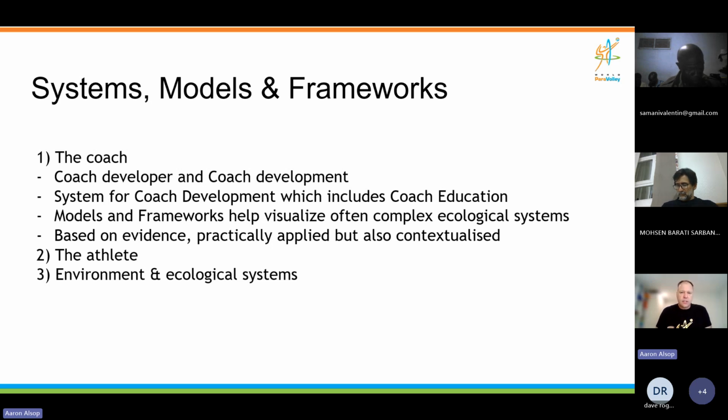And today's topic is not going to be highly technical around World ParaVolley, so around sitting volleyball or beach ParaVolley. We're going to be talking more about the generic areas of development of coaches. And we're going to present some models and frameworks that help visualize a lot of the complexities that we see within coaching systems. And obviously what we're presenting is a framework that we know is very evidence-based and practically applied, but you can contextualize it into your country. So that's the perspective we're looking at from a coaching angle.